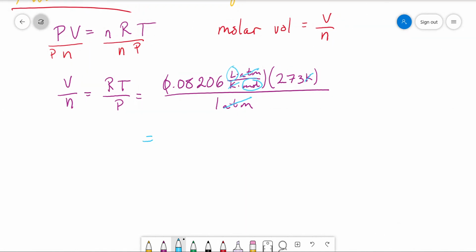So we get 22.4 liters per mole. And what does that mean? You can use this as a conversion factor for stoichiometry, as long as everything is at STP.